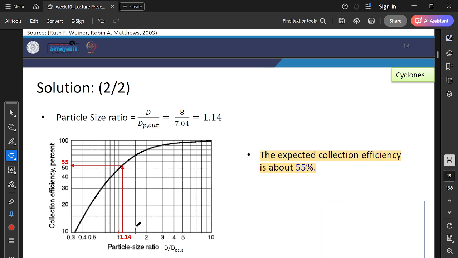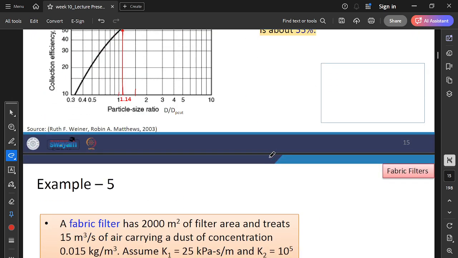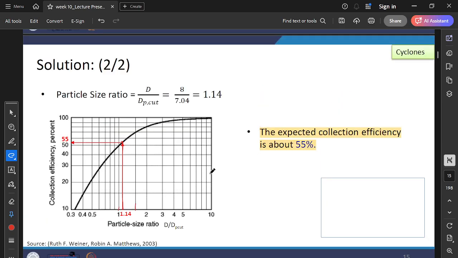1 is here, 1.5 is here. So 1.1 will be here, right? 1.1 is matching here between 50 and 60. In between 50 and 60, it is 55 percent that is your collection efficiency. You got it? So that will be for cyclone separator efficiency calculation through the graph. If they are asking these sums, they will give the graph, don't worry. So it will be easy.